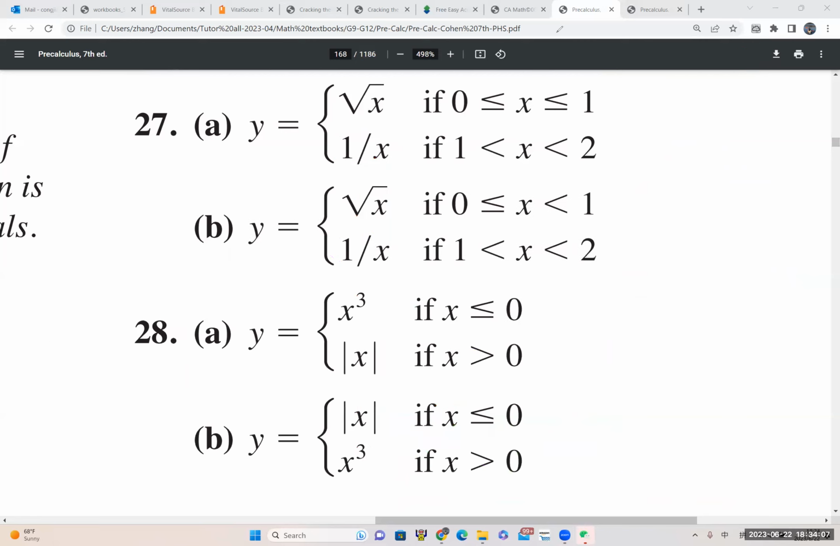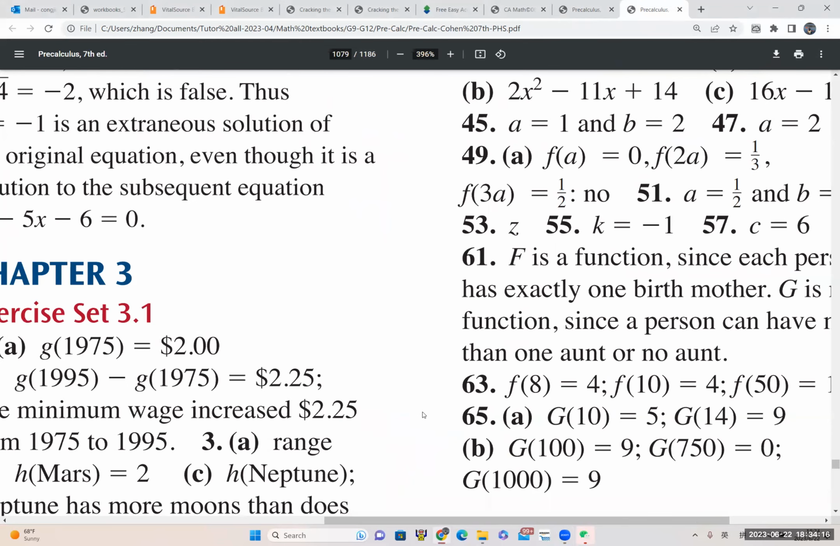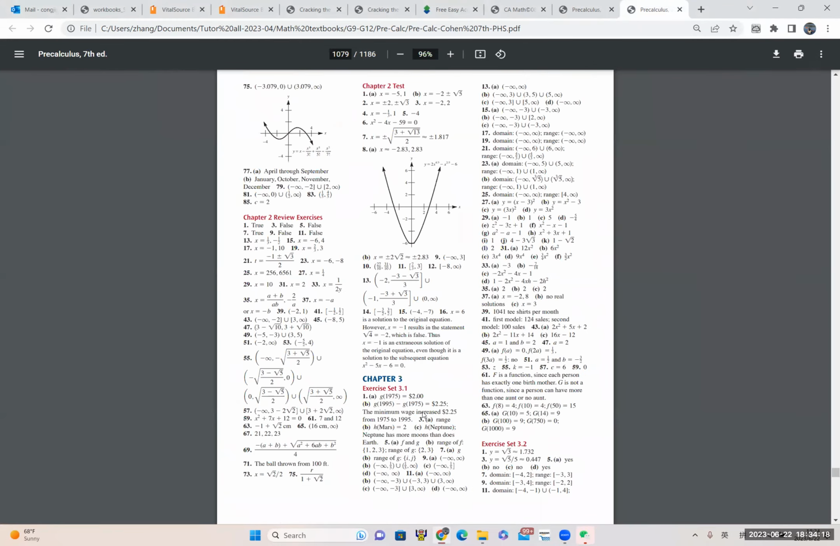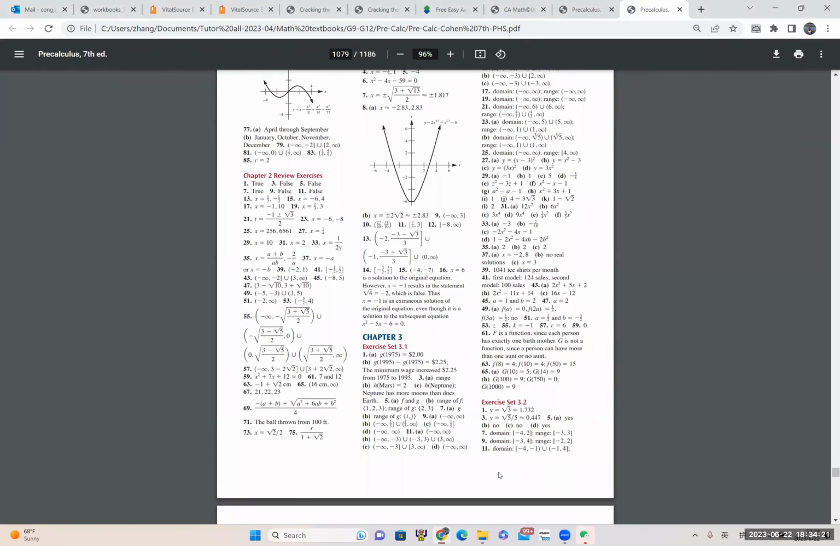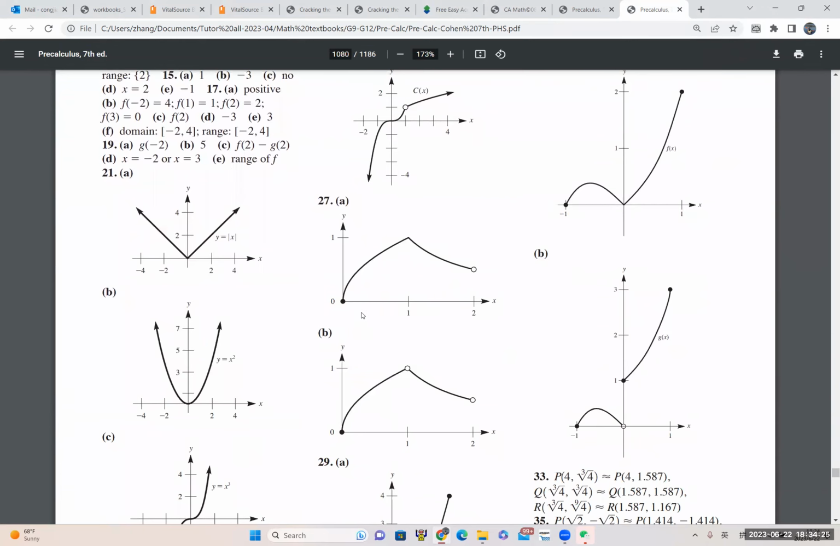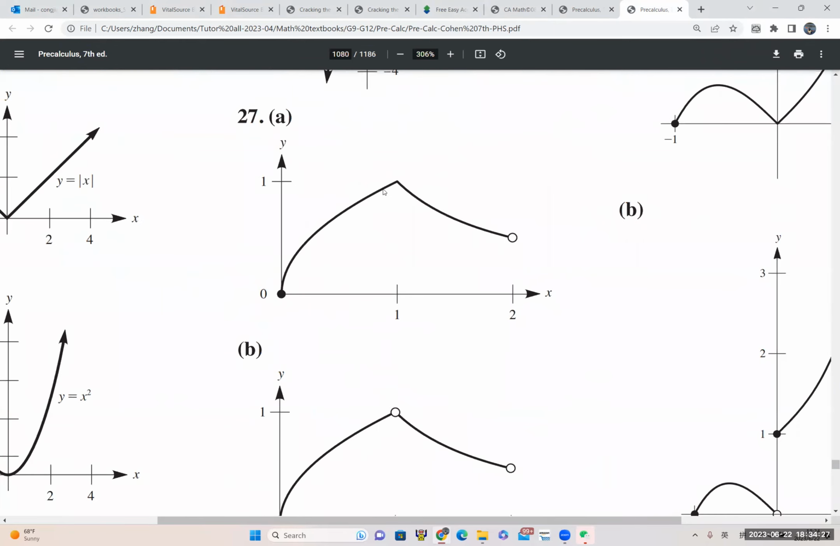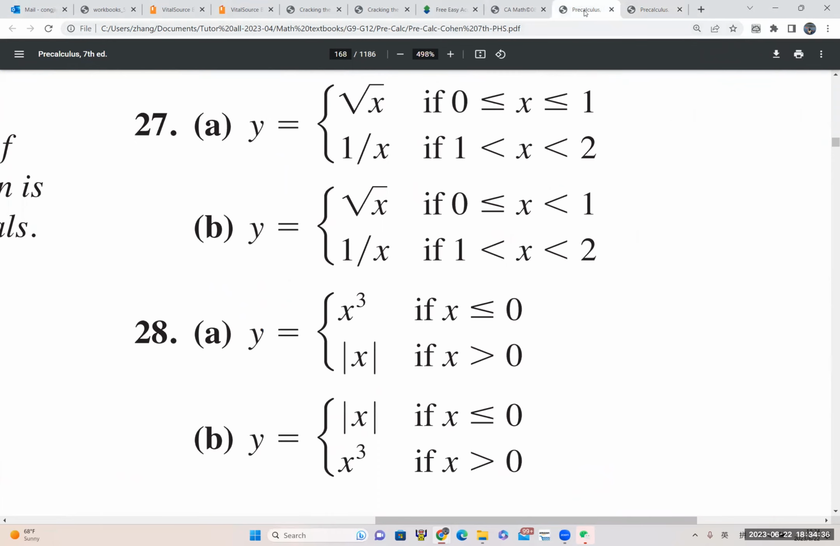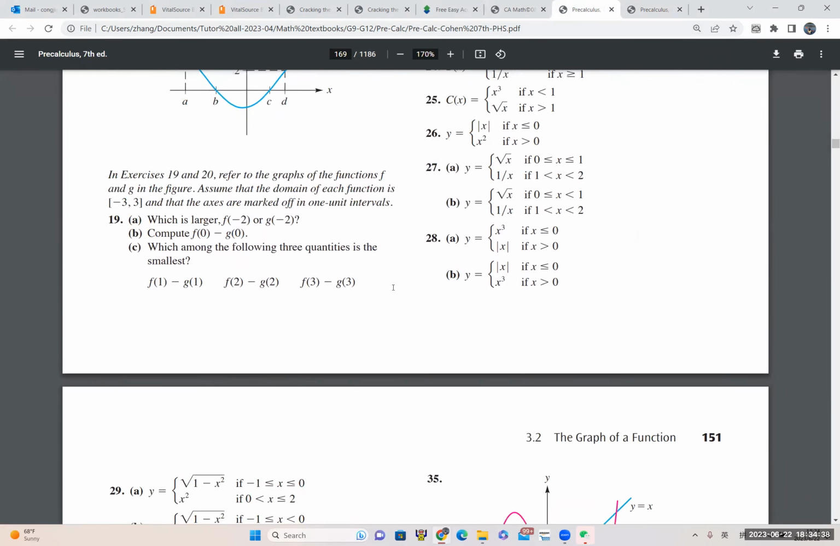Okay, then 33. By the way, do you guys want to see the provided answer? Where are we? 27. Is there a drawing? 27. Yeah, you see it's here, right? Yeah, suppose here we should mark the 1. Anyway, then 33.